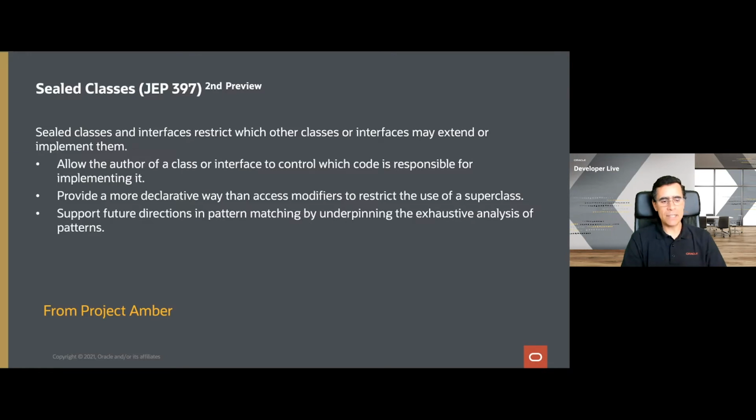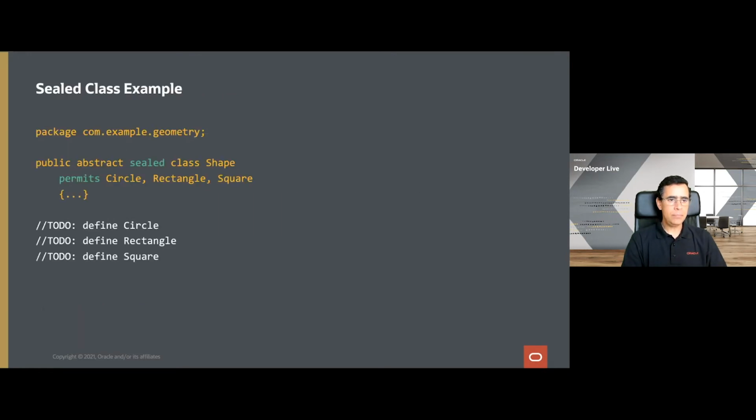So, sealed classes. Let's take a simple example. A class is sealed by applying the sealed modifier to its declaration. Then, after any extends and implements clauses, you add the permits clause and specify which classes are permitted to extend the sealed class. A sealed class imposes 3 constraints on the permitted subclasses.